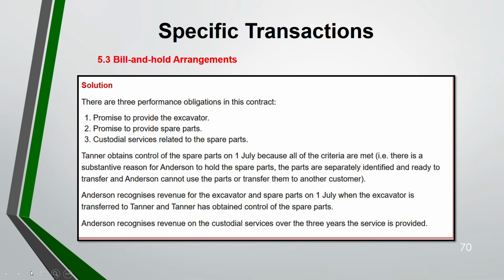Now, Tana is obtaining control of the spare parts on 1st July because all of the criteria are met on that date. There is a reason why Edison is telling them to hold the spare parts. The parts are separately identified and ready to transfer, and Edison cannot use the parts for another customer. That's why. Next, Edison will recognize revenue for the excavator and spare parts on 1st July. And they will recognize revenue on custodial services over the 3 years the service is provided. For the excavator and the spare parts, on 1st July only, they will recognize revenue when it is transferred.